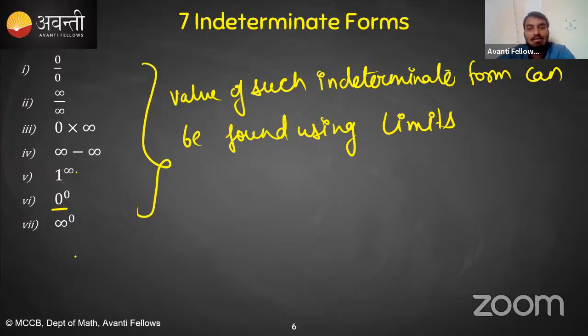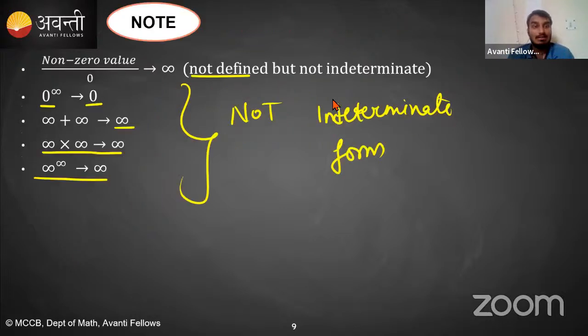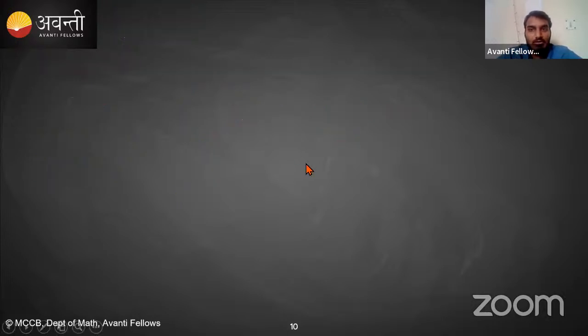Is this clear, students? Tell me quickly in the chat box. Any doubt so far? Is this clear? So where the indeterminate form is and which are the indeterminate forms and which are not. I hope this is clear to you now. Okay, chalo. So if it is clear, let's proceed.